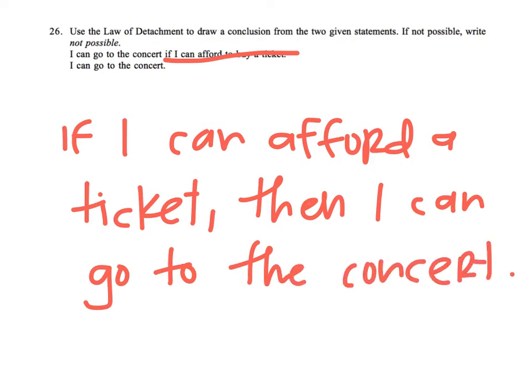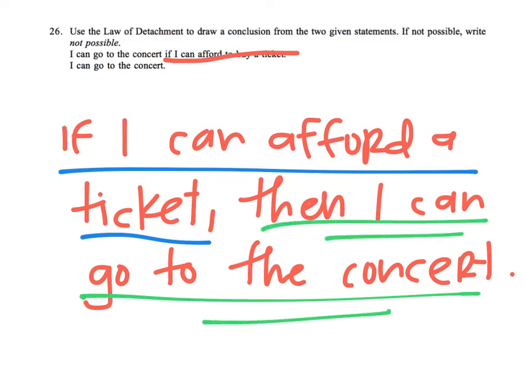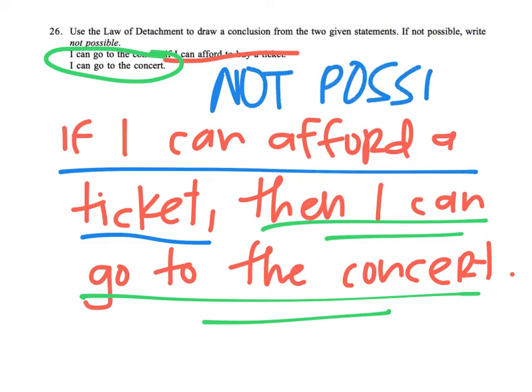Now, if my second statement matches the beginning of this, if it says, hey, I can afford a ticket, then I can assume the second half. But if it doesn't match, then it's not possible. So if I look up here, my second statement is I can go to a concert. Now that doesn't match my blue part, so this one's going to be not possible. My sentence would have to say something like I can afford to buy a ticket in order to match the first part of my sentence, and in order for us to be able to use the law of detachment.